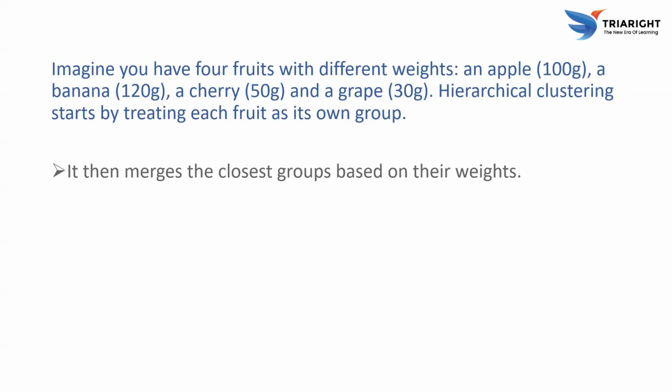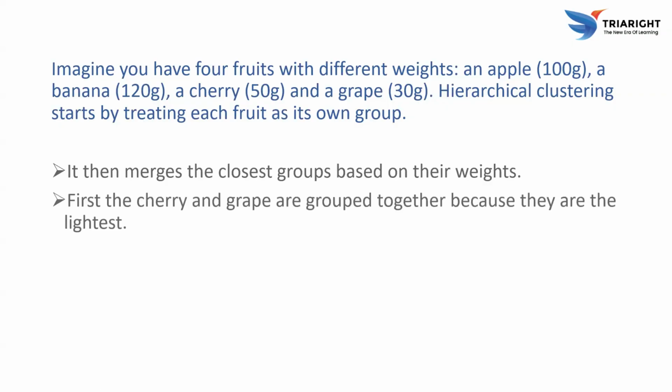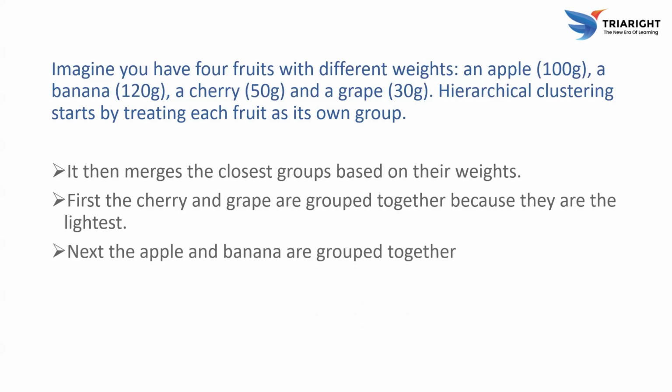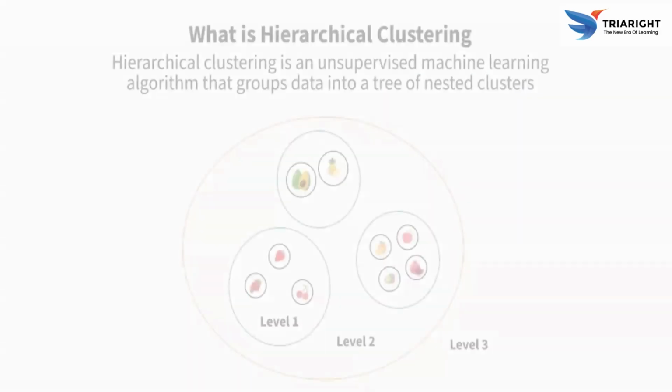So what we'll do here, we have apple and banana, both similar types of fruits. Cherries and grapes also look similar, small and round. So it groups the cherries and grapes on one side, and the apple and banana on the other side. After that, merging those two, a separate cluster will be formed. First the cherries and grapes are grouped together because they are the lightest. Next the apple and the banana are grouped together based on similarity. So different types of clusters, each forming individually.